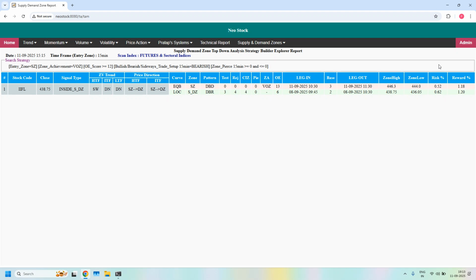With these filters, we got one stock, bearish trade setup. Entry time frame zone, 15 minute supply zone. Let's verify whether this 15 minute supply zone has any high probability.